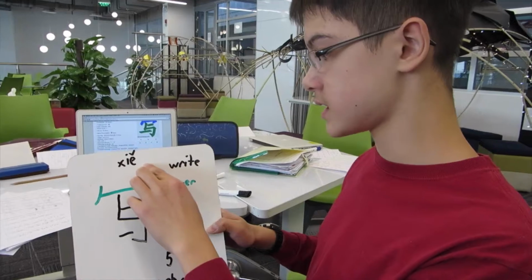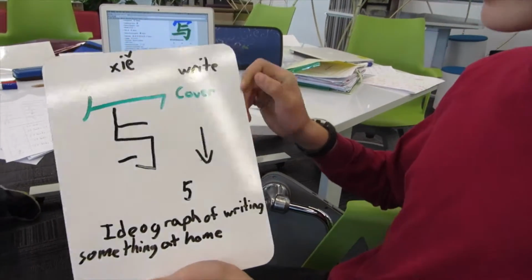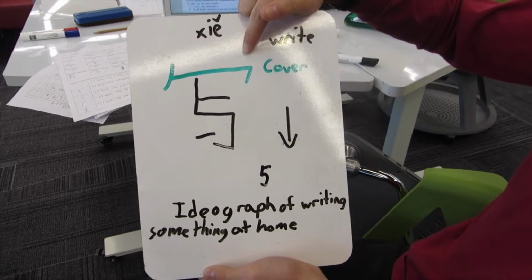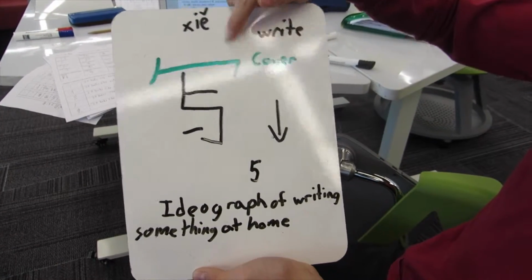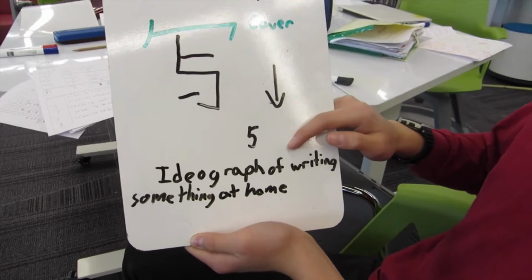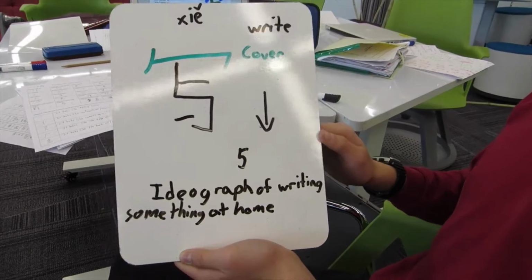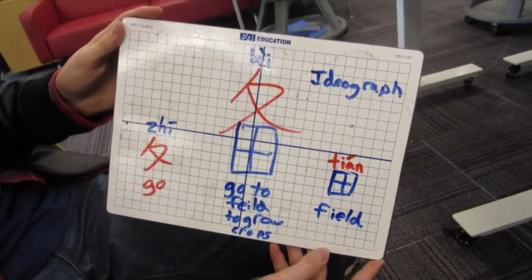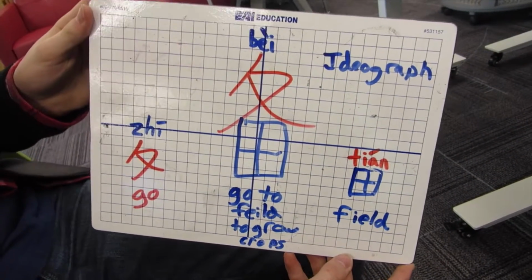This is the character xie. It means to write. It has the radical which means cover. It's an ideograph of writing something at home. This is the character bei from Jun bei, which means prepare.